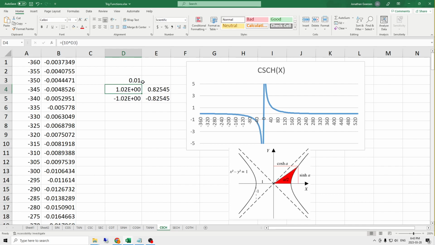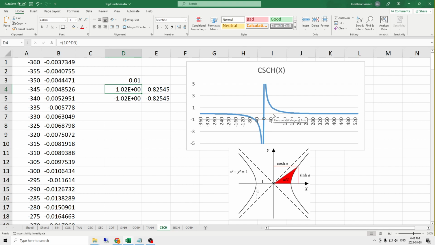If I input a slightly, well, 1.02 times 10 to the 0 is just 1. If my input value is 1, I get a value of about 0.8. So that's going to be somewhere about here. 1 radian is kind of in this area.